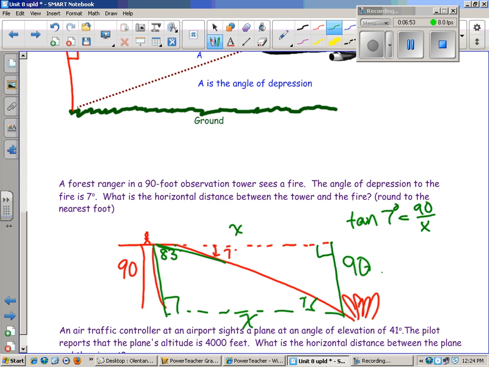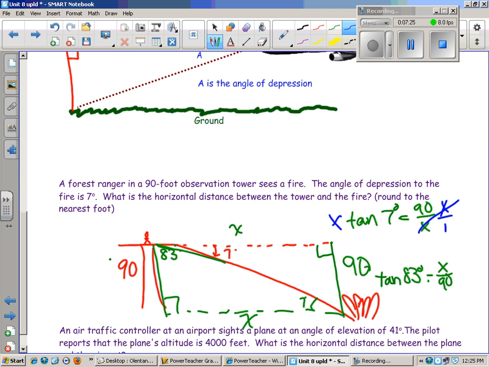Or I could do the tangent of 83 degrees, and that would be opposite over adjacent, so that'd be x over 90. Either one's going to give me the same answer, so I'm good. All right. The problem with this one is the x is on the bottom. How do I get the x out of the bottom of the fraction? Right, multiply both sides by x.